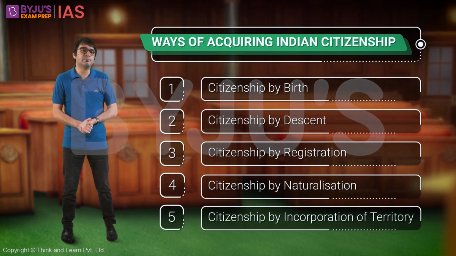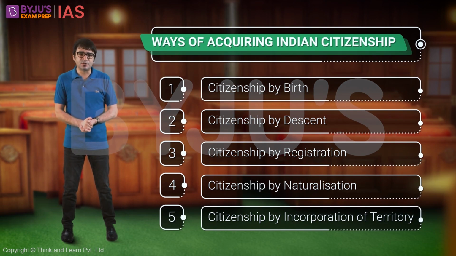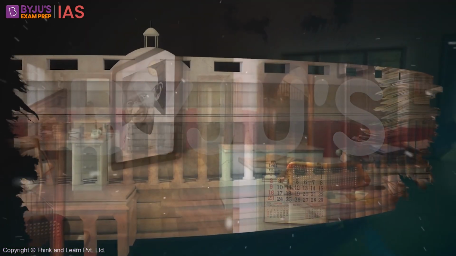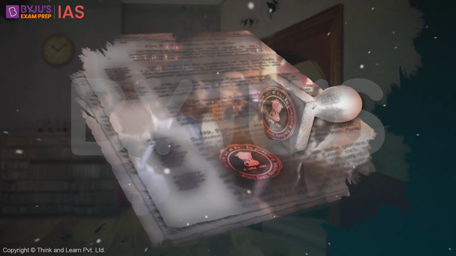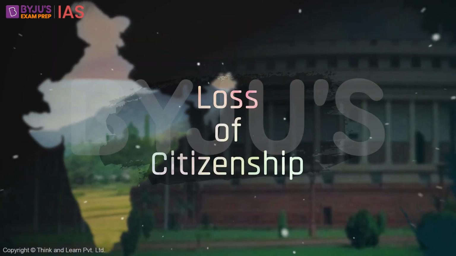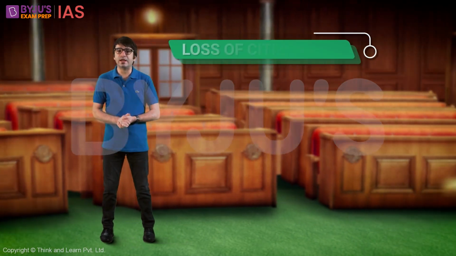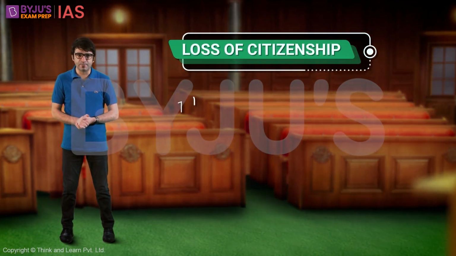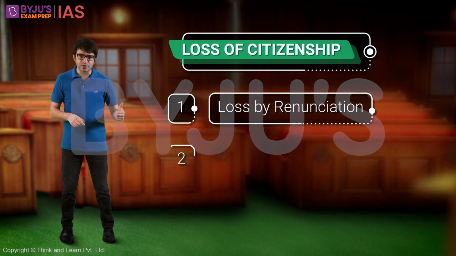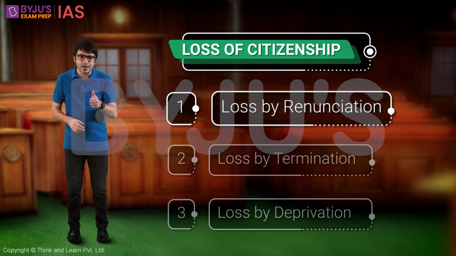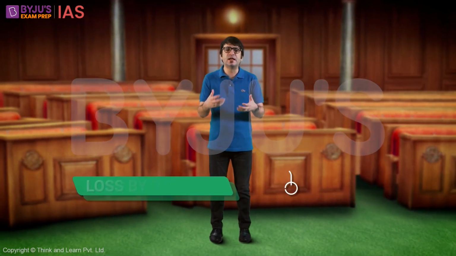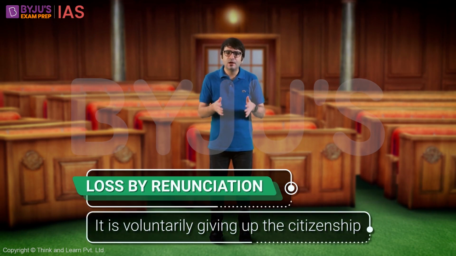These are the 5 ways by which one can acquire the citizenship of India. Now let us look at the ways by which one can lose this citizenship. 1, by renunciation. 2, by termination. 3, by deprivation. First up, renunciation. Now what is renunciation? It's a voluntary act. Voluntarily, somebody may give up the Indian citizenship. And that is what exactly happens.